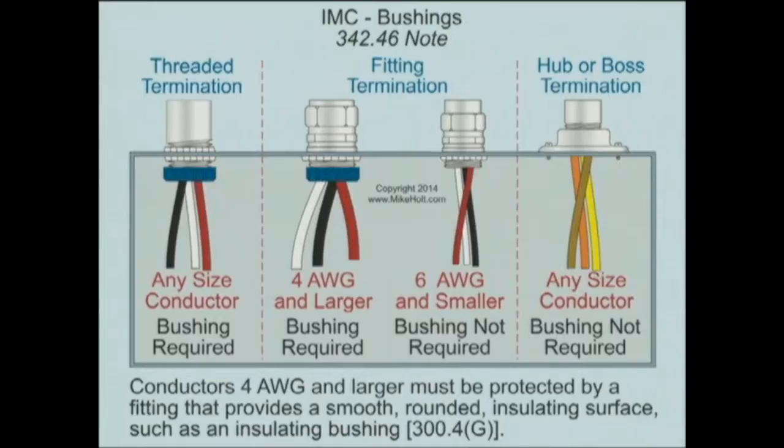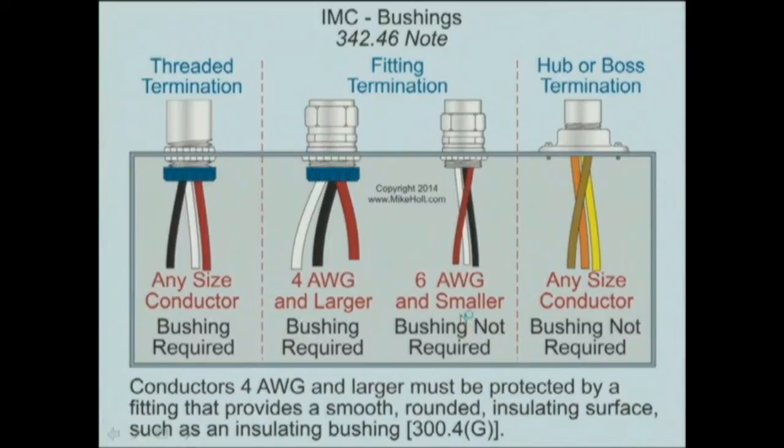342.46, bushings. We talked about that in 300.4(G). For all practical purposes, anytime it's a threaded raceway entry, you are going to have a bushing. Now, if you go into a hub, then it's automatically protected, not a problem. Anytime you have conductors 4 gauge and larger, you need a bushing, and 6 gauge and smaller, you do not.